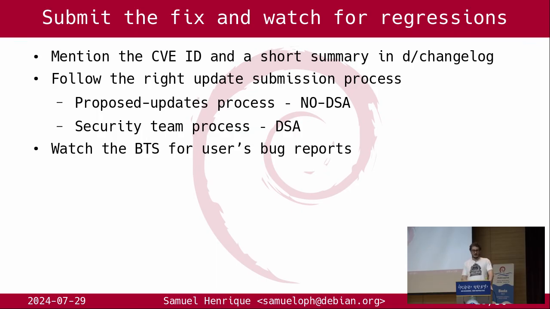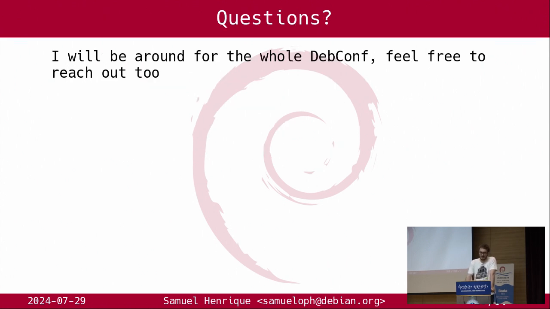Submit the fix. Again, mention the CVE ID in the changelog, so Debian systems can pick it up and track that correctly. Follow the right update process. If it's a proposed update, if it's a no-DSA CVE, it's going to go over the proposed updates mechanism by the release team. If it's a DSA, it's going to go through the security team. And again, watch the BTS for user reports, because they might report something after the fix is out.